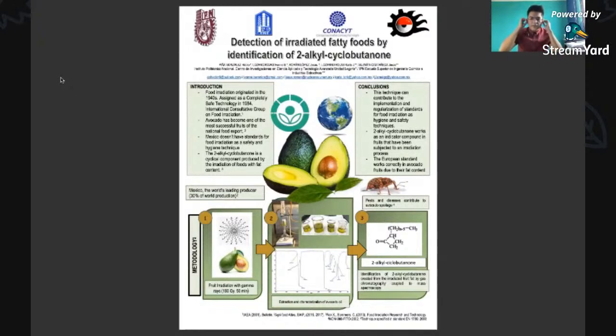So then, the hypothesis of the project is that by applying the EN 1785-2003 standard, it will be possible to detect the compound 2-alkyl-cyclobutanol in Mexican avocado fruit exposed to low doses of gamma irradiation, since avocado does not have to be irradiated at high doses to keep its organoleptic qualities.